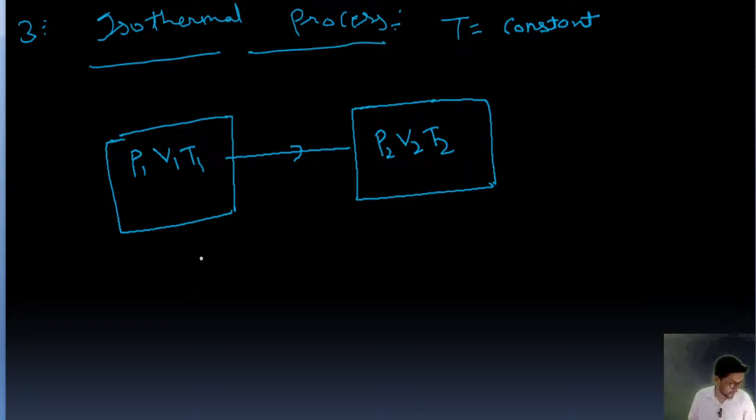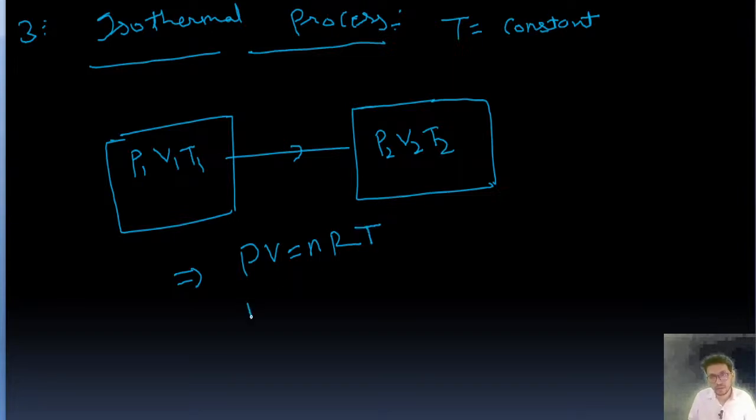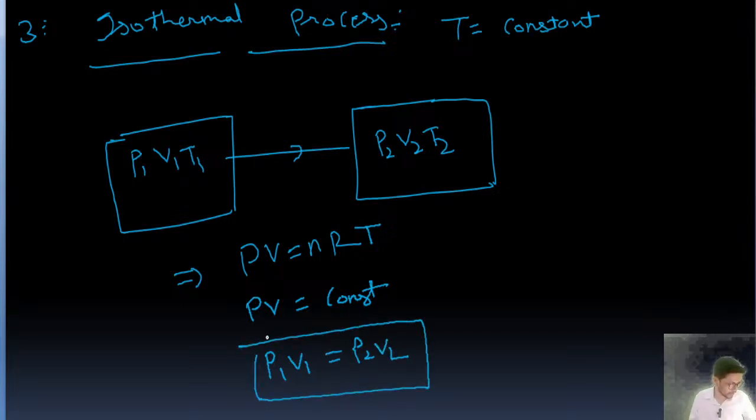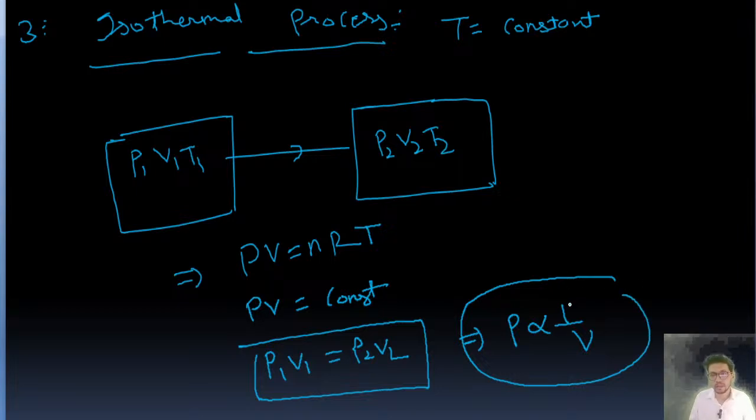Now again we'll use the ideal gas equation, that is PV equal to nRT, right? And in this case, T is constant. T constant means PV equal to constant, because n and R are already constant, right? So from here we can see P1 V1 equal to P2 V2. This is for isothermal process, guys. Or we can say P proportional to 1 upon V. Pressure is inversely proportional to V.